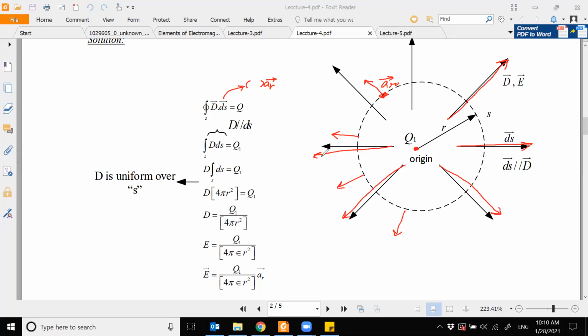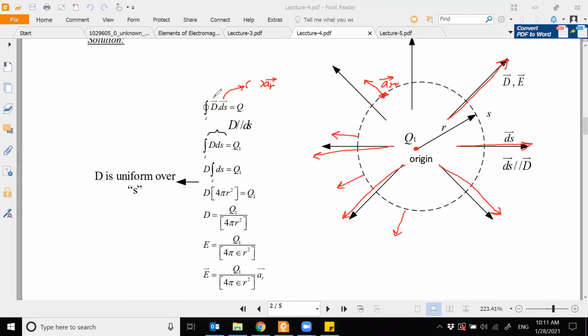Now in this problem, I know a little bit of information about the electric field. For a point charge, I know the electric field will be radial, but I don't know what its value will be. Therefore, Gauss's law helps in finding that value very quickly. But some information about the electric field direction should be known to you in order to apply Gauss's law in an efficient manner.